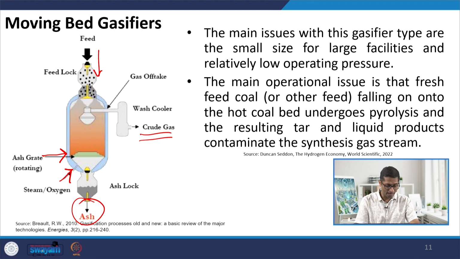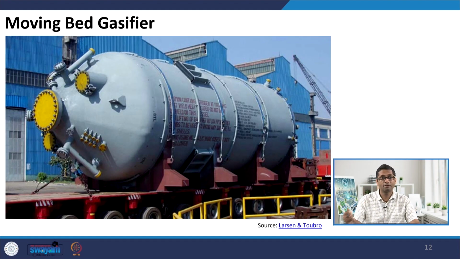So if you would want to have a look at what this kind of gasifier looks like, this is basically a picture for visualization. So this is one of the gasifiers that is being taken to a site.